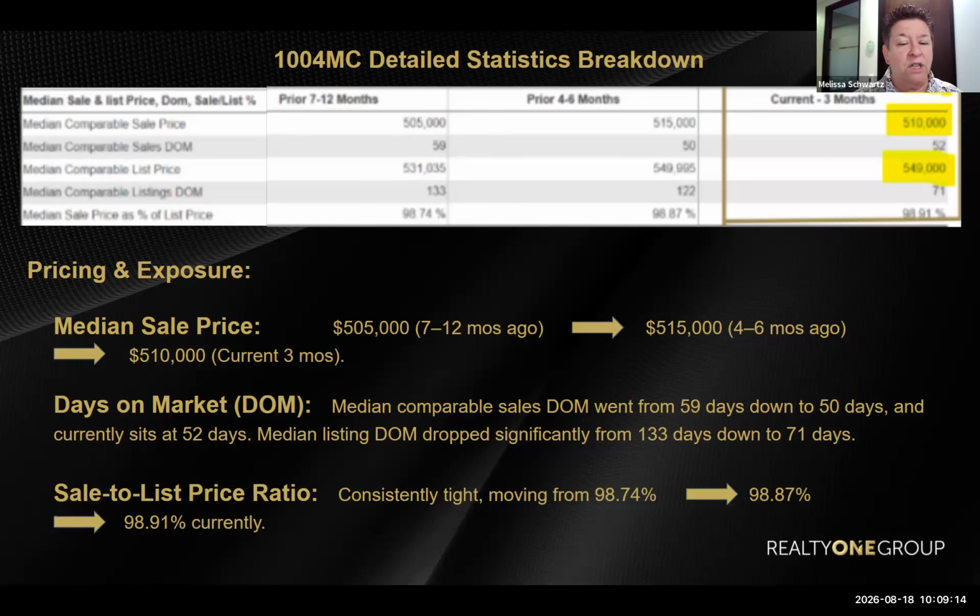So the sales to list price ratio, this is very tight, moving from 98.74% to 98.87 to 98.91. That is not much of a shift. That's weird. Well, I'm still recording, I'm hoping. That's interesting.